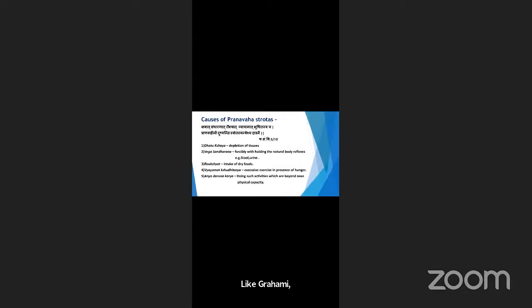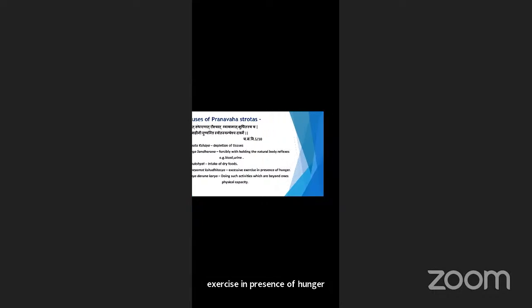Causes of Pranvah Srotas vitiation: प्राणवस्रोतस क्षयात संधारणात रौक्षात व्यायामात शुदितस्य च प्राणवाहिनी दुष्यन्ति स्रोतसन्नैश्च दारुणैः. Reference from Charak Samhita Vimanasthan 5th chapter. First, dhatu kshay, that is depletion of tissue. Second, vega sandharan, means forcibly withholding the natural body reflexes, for example stool, urine. Raukshat, intake of dry foods. Vyayamat shuditasya means excessive exercise in the presence of hunger. Anya darun karya means doing such activities which are beyond one's physical capacity.